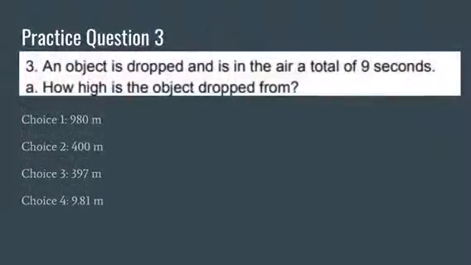Finally, practice question 3. An object is dropped and is in the air a total of 9 seconds. How high is the object dropped from? Choice 1, 980 meters. Choice 2, 400 meters. Choice 3, 397 meters. And choice 4, 9.81 meters.